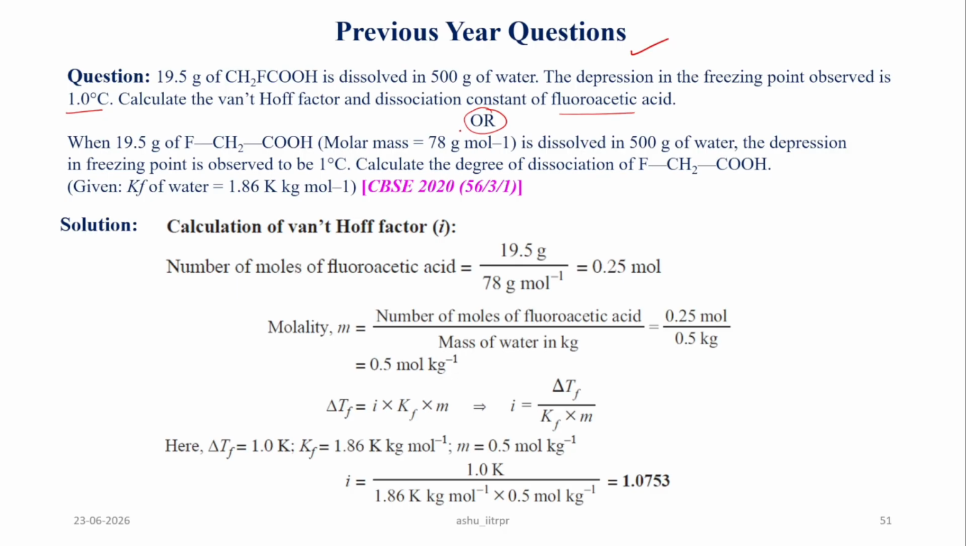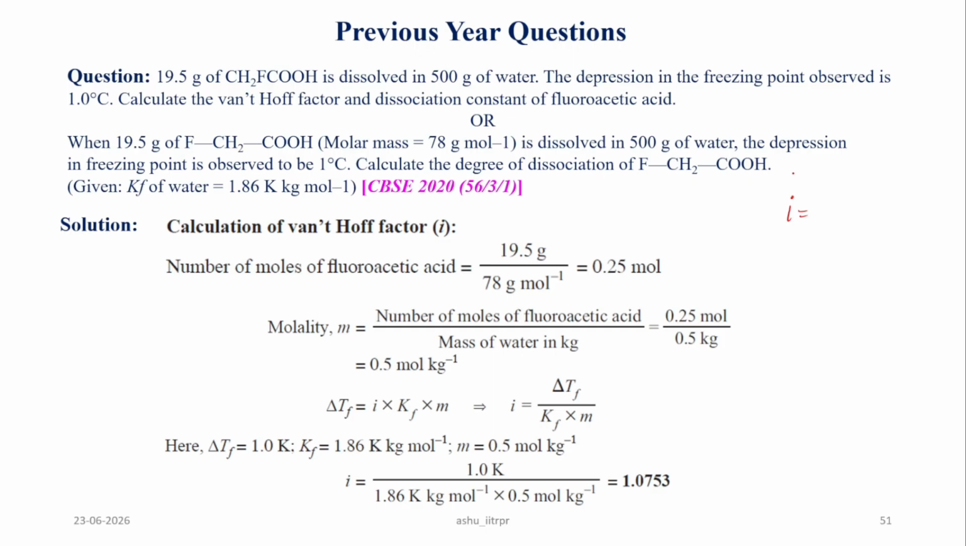This question was reframed with the same information but different wording. When 19.5 gram of fluoroacetic acid, molar mass 78 gram per mole, is dissolved in 500 gram of water, the depression in freezing point was observed to be 1 degree Celsius. Calculate the degree of dissociation of this, and Kf is given as 1.86. Let us solve this. How can we calculate the Van 't Hoff factor? We know that there are three formulas. First is based on molar mass.